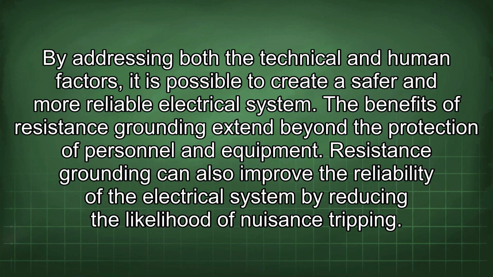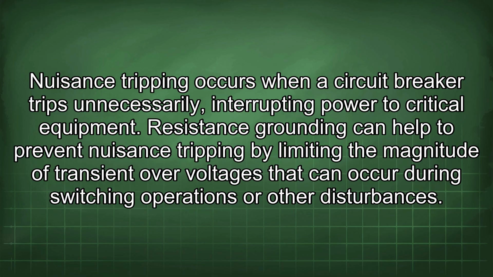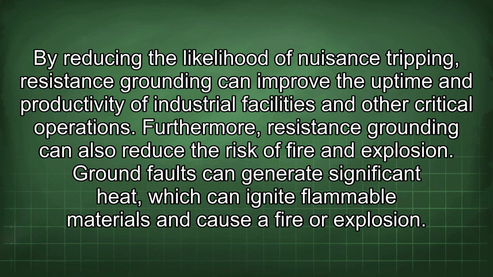The benefits of resistance grounding extend beyond the protection of personnel and equipment. Resistance grounding can also improve the reliability of the electrical system by reducing the likelihood of nuisance tripping. Nuisance tripping occurs when a circuit breaker trips unnecessarily, interrupting power to critical equipment. Resistance grounding can help to prevent nuisance tripping by limiting the magnitude of transient overvoltages that can occur during switching operations or other disturbances. By reducing the likelihood of nuisance tripping, resistance grounding can improve the uptime and productivity of industrial facilities and other critical operations.